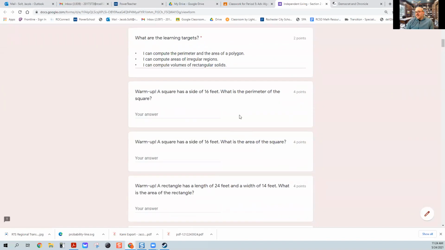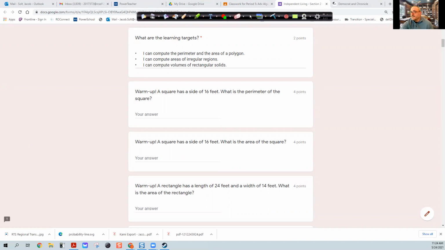A square has a side of 16 feet. What is the perimeter of the square? Think about that for a second. If you were to draw a square, hopefully that was enough time for you to think about it.